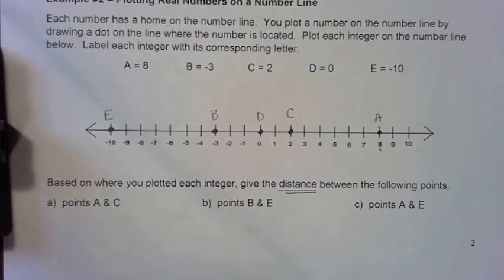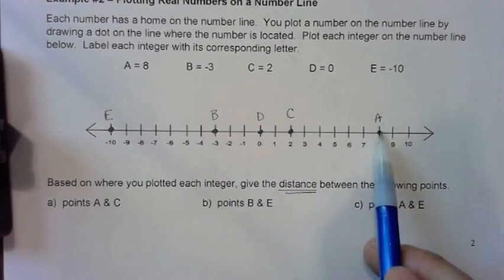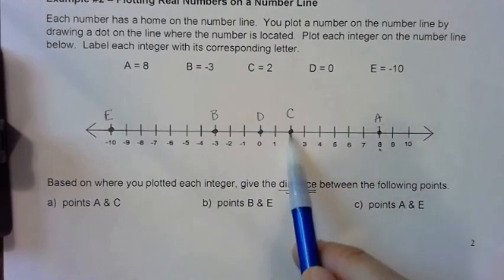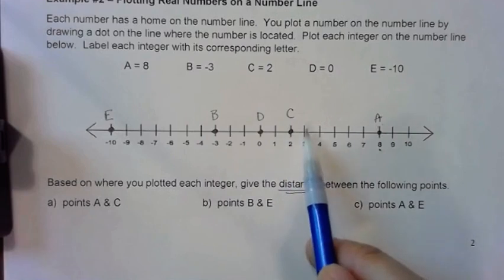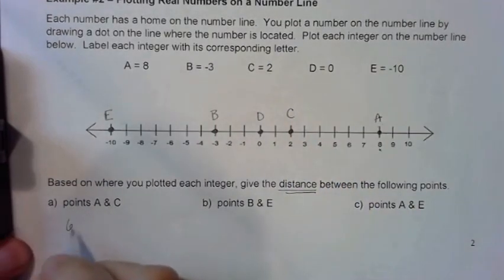A car is not allowed to go negative miles when they're driving, okay? So what we're going to be doing is making sure that all of our answers down here will be positive distances. In order to find the distance, for example, between points A and C, you're going to start on one of the points. It doesn't matter which one you start on. So I'm going to start here on point C. I'm going to count up until I get to point A. I'm not going to start counting until I start moving. 1, 2, 3, 4, 5, 6. Points A and C are 6 units apart.